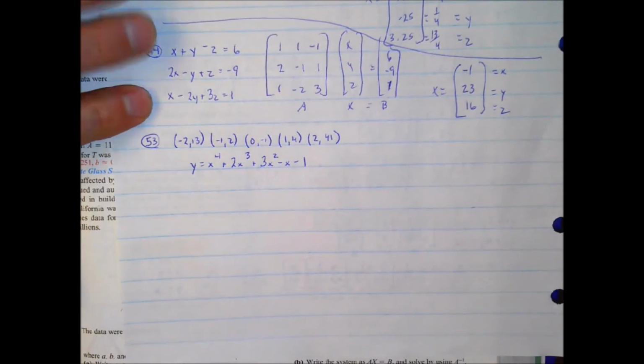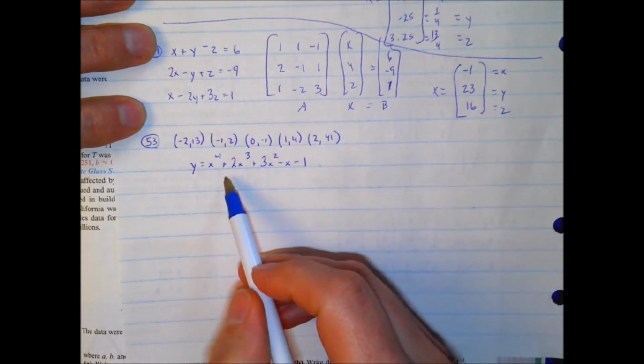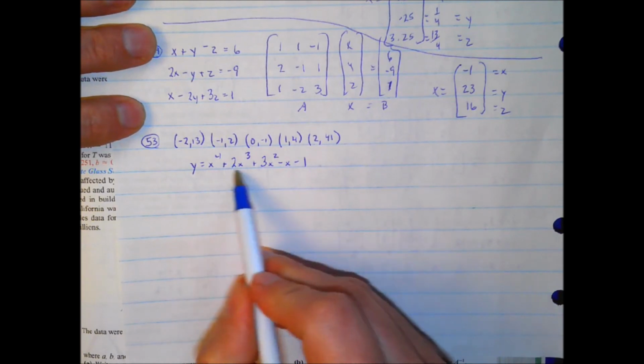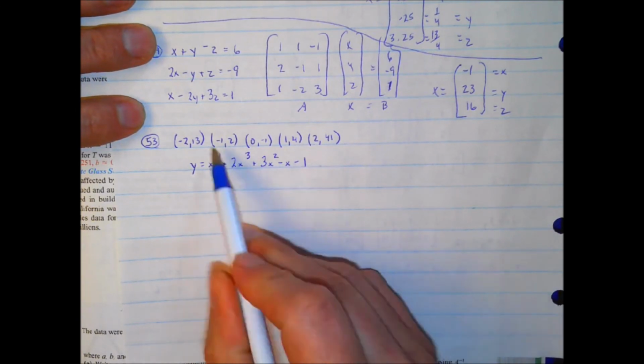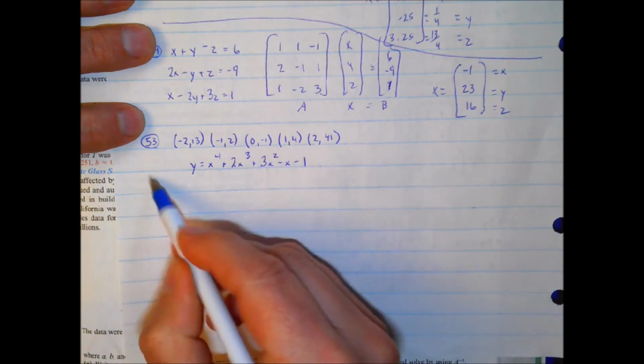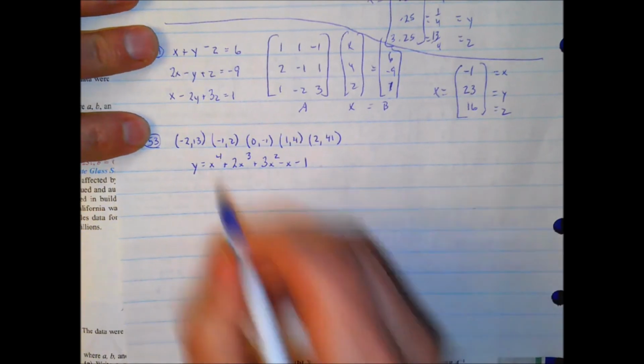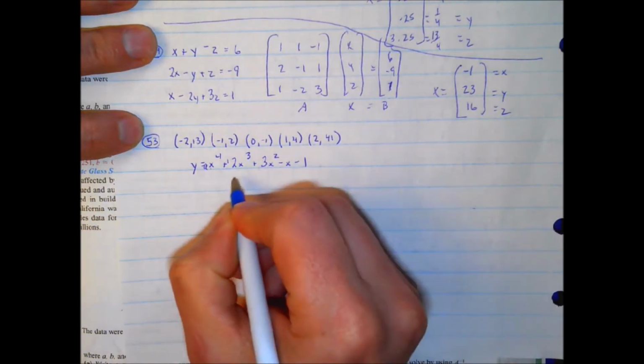Okay, number 53, a little bit of a longer one here. We have 5 points that are given to us, and they want us to find the 4th degree polynomial. So the 4th degree polynomial that will go through each of those points. So these 5 points, there will be a 4th degree polynomial that will go through those. Okay, we got to find out what those are.